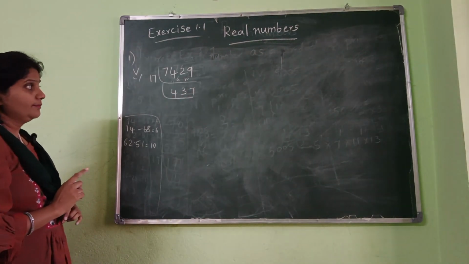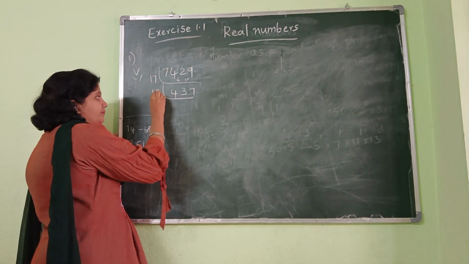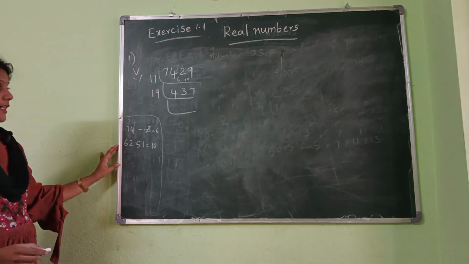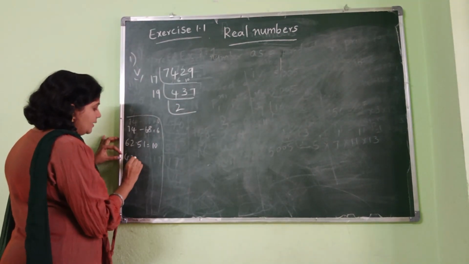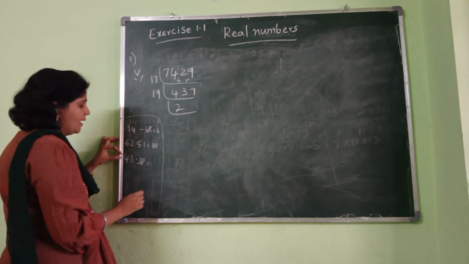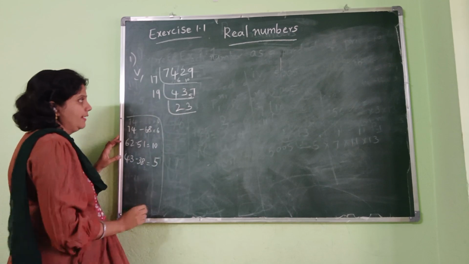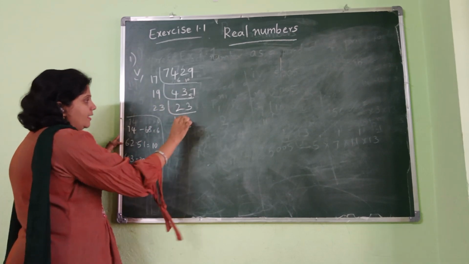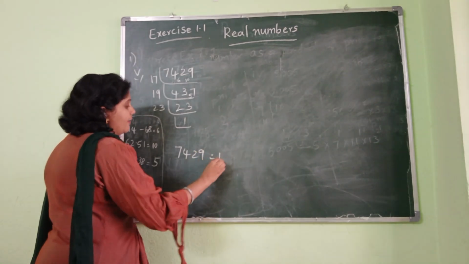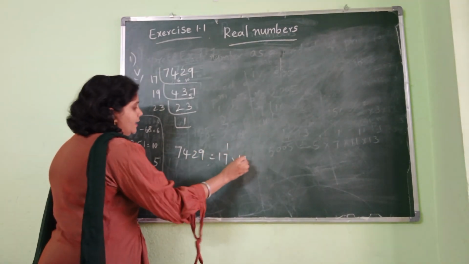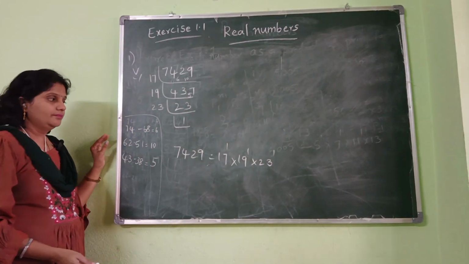The last digit in the number is 7, so it is divisible with 19. So 19 twos are 38. It is given as 43, so 43 minus 38 is 5. So 57, 19 threes are 57. So 23 ones are 23. So for this number, what are the prime factors? 17 power 1 into 19 power 1 into 23 power 1. Okay. Understood?